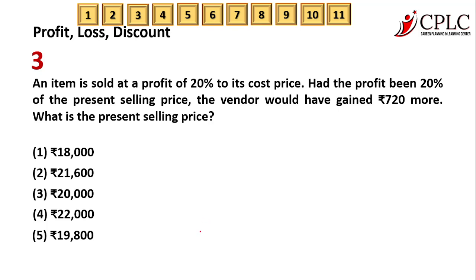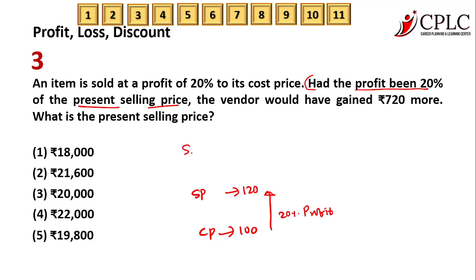Profit is 20%. If we take cost price as 100, selling price becomes 120 because of 20% profit. Now they are saying, and this part is very important, had the profit been 20% of the present selling price. The present selling price is 120. So we have to find out 20% of that basically. So 20% of 120 is 24. So the new selling price becomes 124.